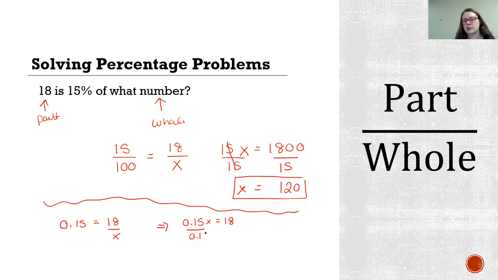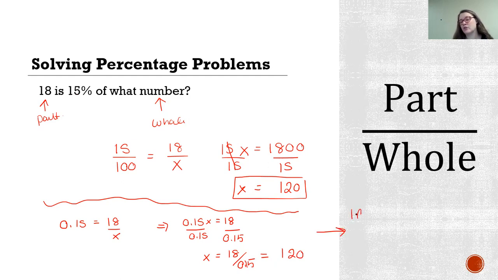Divide both sides by 0.15. X is equal to 18 divided by 0.15. So you'll notice we have 18 and we're dividing by our percent as a decimal. Anytime we're looking for a whole, that will work for us. Okay, so that gives us 120 as well.